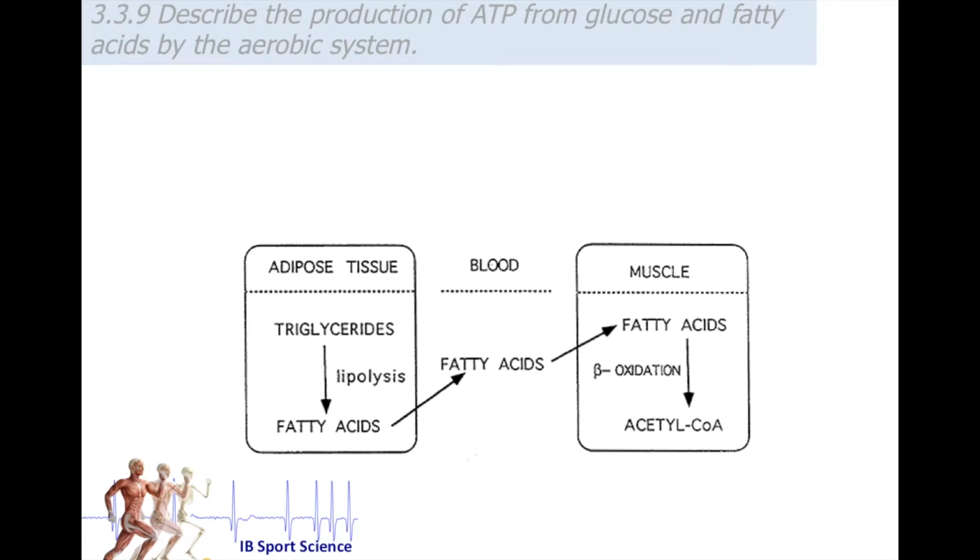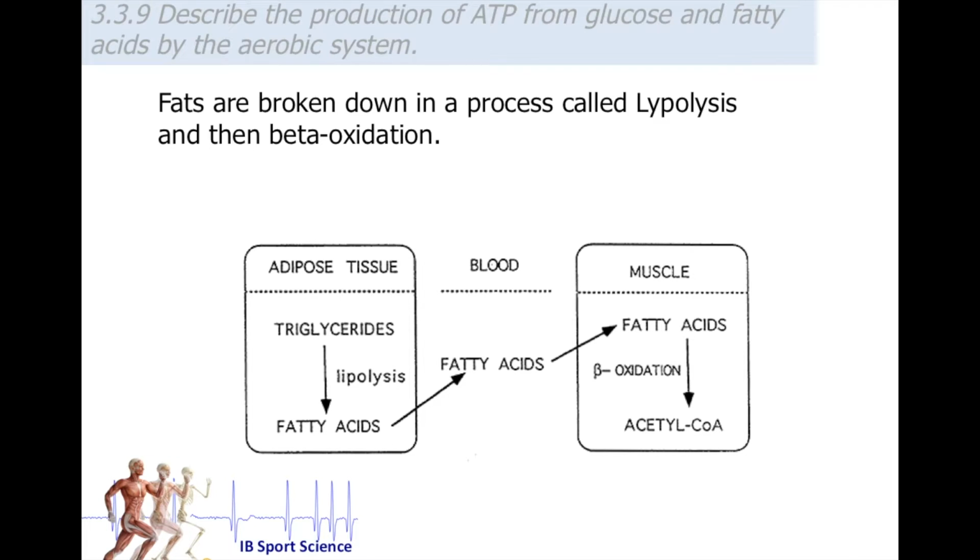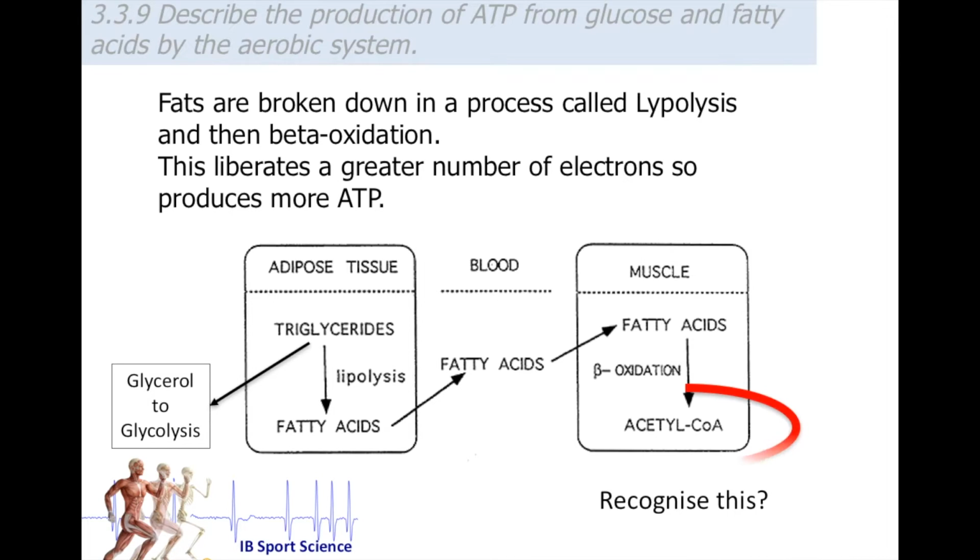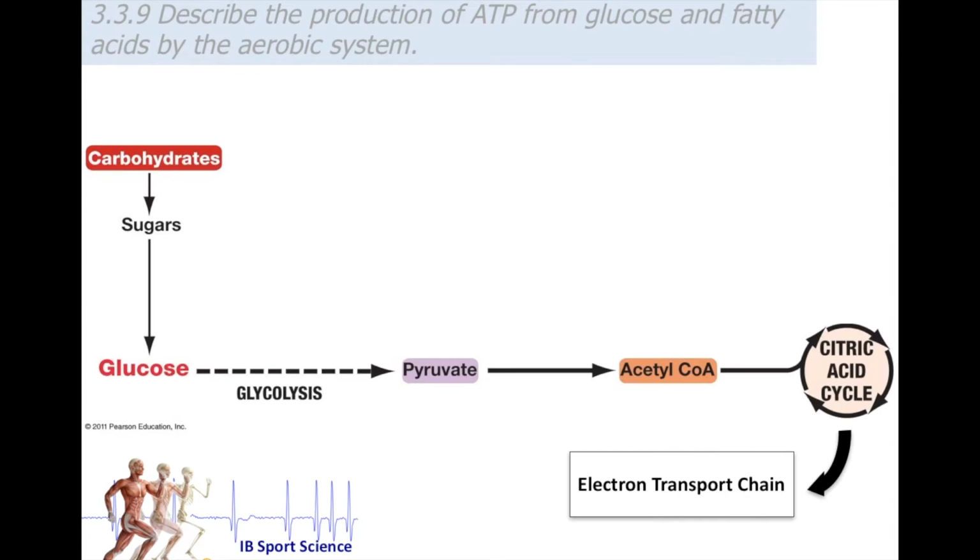This is what the overall breakdown of fats looks like. So fats, as we know, are stored in the adipose tissue as triglycerides. And they're broken down in a process called lipolysis into fatty acids and glycerol. The glycerol head can then be taken off to the glycolysis process, whilst the fatty acids are transferred in the blood to the muscle. Once in the muscle, they're broken down into acetyl-CoA by a process of beta oxidation. And hopefully you'll recognise acetyl-CoA. So acetyl-CoA is used as the entry point of the Krebs cycle.